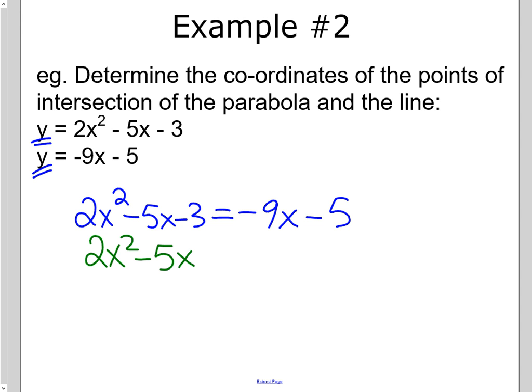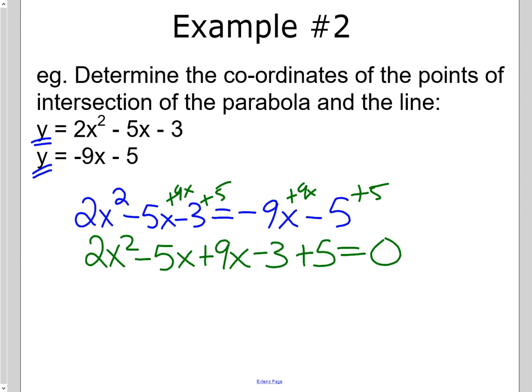So I have this -9x, so I'm going to add positive 9x, -3, and then I'm going to add 5, and that puts all my terms onto the left-hand side. And now I can simplify this. So I have 2x squared plus -5 plus 9, which is 4x, and -3 plus 5, which is a +2, equals 0. And from here, I want to factor it.